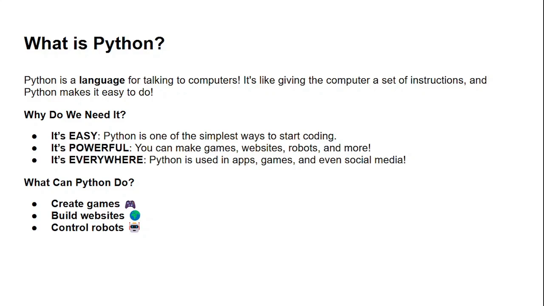Why do we need it? It's easy. Python is one of the simplest ways to start coding. It's powerful. You can make games, websites, robots, and much more. It's everywhere. Python is used in apps, games, and even social media. What can Python do? Well, it can create games, it can build websites, it can even control websites. Now that we know what Python is, let's go ahead and install Python and VS Code.